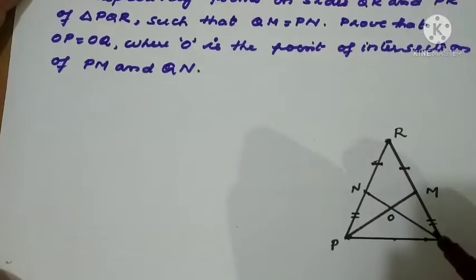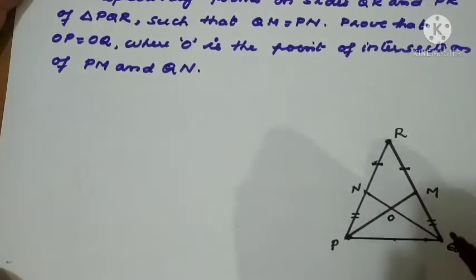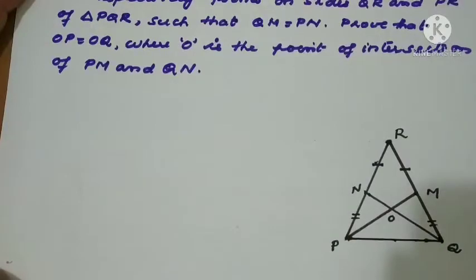We should prove that, which means we should take a triangle where OP and OQ come. That means we should go for the triangle MPQ and NQP. Like that we have to go. Let us see how it is possible.